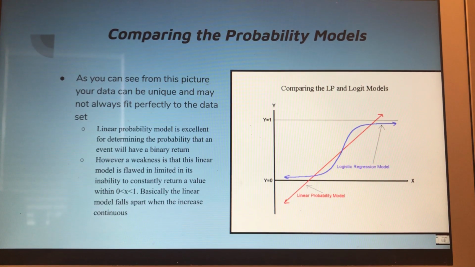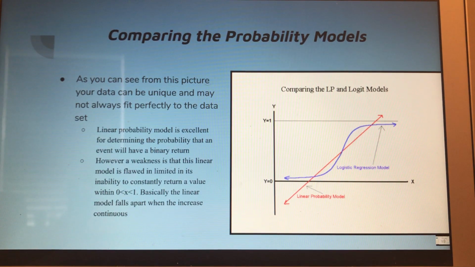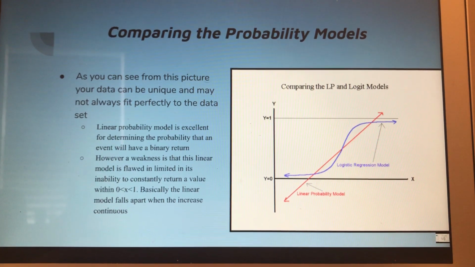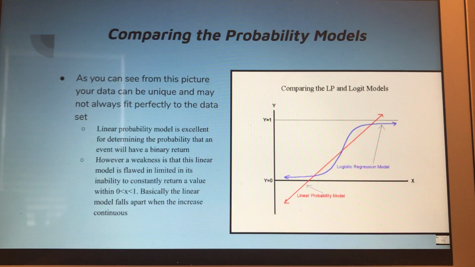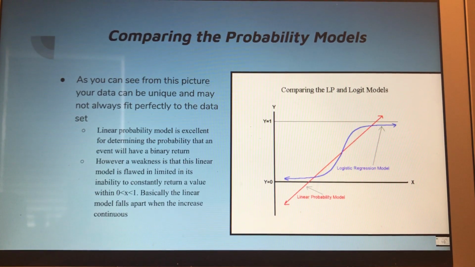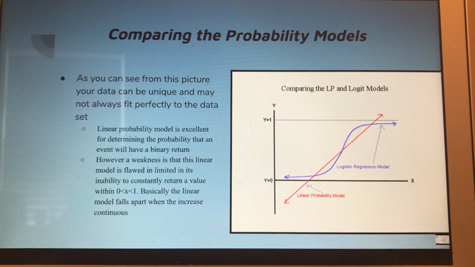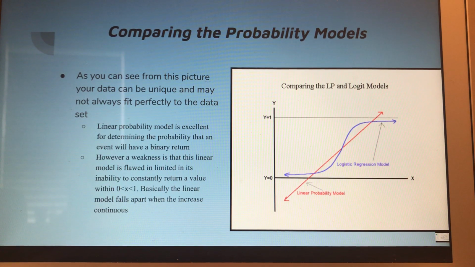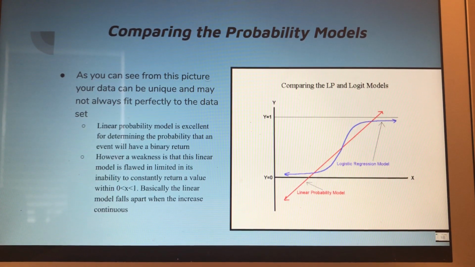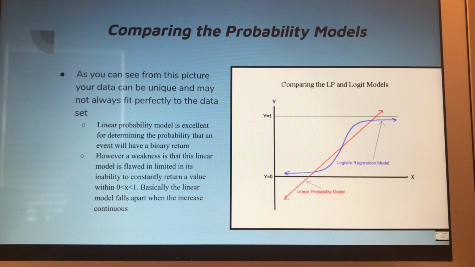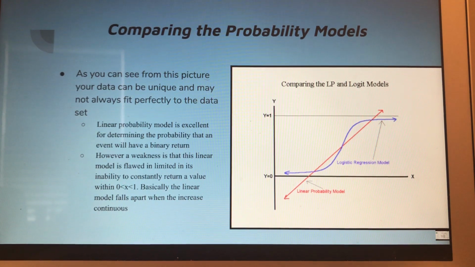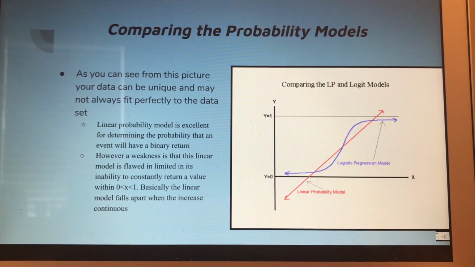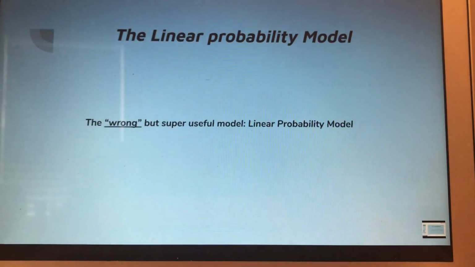Now this is awesome, except as you can see from the graph, on the corners of the graph, the tails, we get a possibility of a return of less than 0 or greater than 1. This essentially means that our expected value is more than 100% likely to happen or less than 0% likely to happen. This is a weakness of the linear probability model because these are obviously impossible ideas. However, within the 0 and 1 brackets there, the linear probability model is excellent for determining our outcomes.